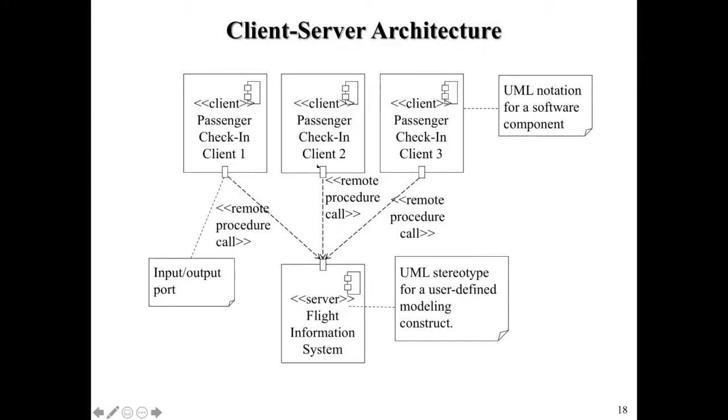This is the UML diagram of client server architecture for airline reservation. These are your clients. This is your flight information system, which is installed on your servers, and the servers are working on the back end with the databases. So this is just a UML representation of your client server architecture.